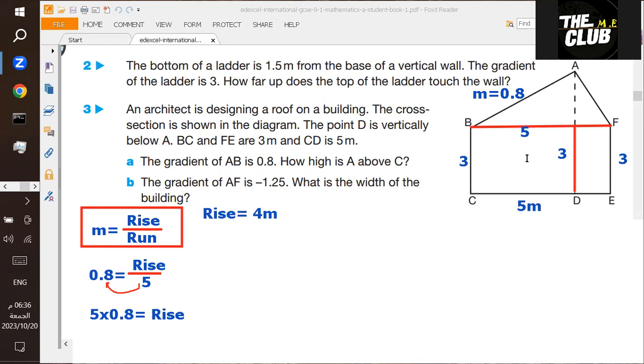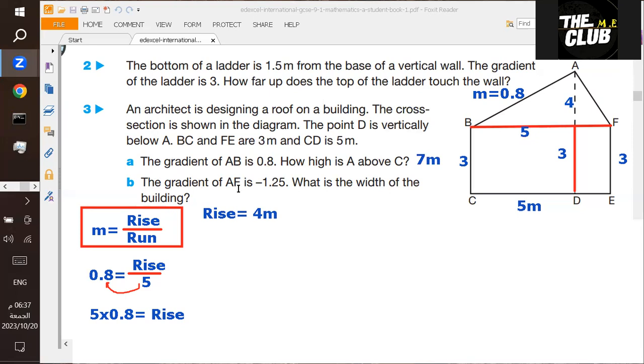And which one is the rise? It's this one from A till this point. So this one is 4. The question is asking how high is A above C, meaning the difference between C down here and A up there. So the whole line from A to D is 4 plus 3, which is 7. So the answer for question A is 7 meters. Now let's move on to the next one, which is B.